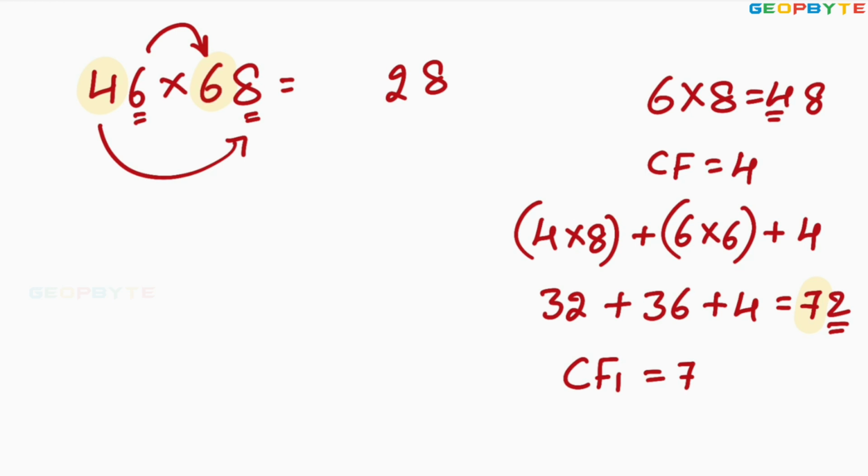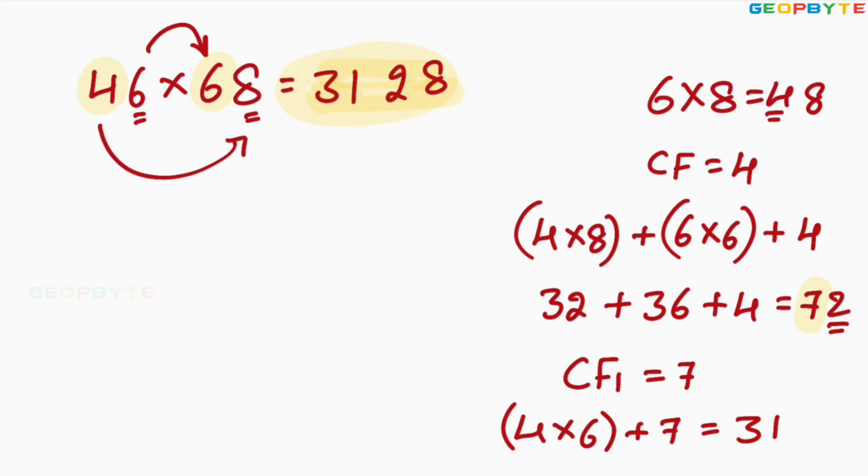The tens place of the two numbers, 4 and 6, multiply it. So 4 into 6 plus carry forward. Carry forward is 7. You simplify this one for getting 31. You write that 31 here for getting your answer. Therefore 46 into 68 is equal to 3128. I hope you clearly got my point.